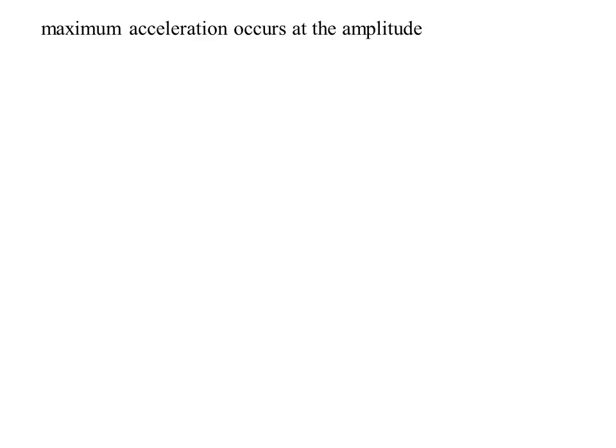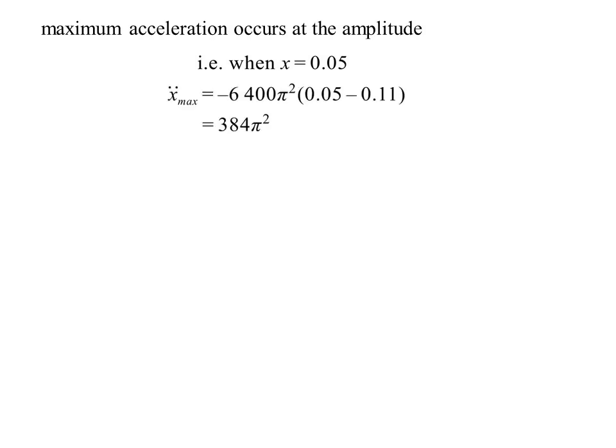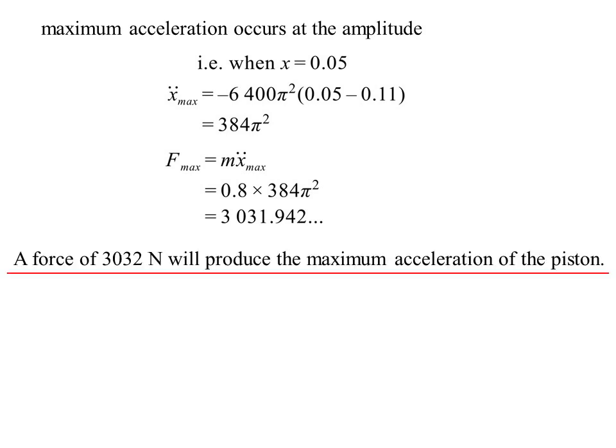It can be modelled by acceleration is minus 6,400 pi squared, that's n squared, times x minus my shift 0.11. Maximum acceleration occurs at the amplitude, we know that. So it's either going to be 0.05 or what was my other option? 0.17. I used 0.05. Why did I use 0.05? Because I wanted a positive number. I mean, if I used the other one, I would have got negative, I suppose. So 384 pi squared. But the force is what they've asked me to find, and force is mass times acceleration, and they told me the mass was 0.8. Subbing that all in, I have my force. 3,032 newtons will produce the maximum acceleration of our piston.